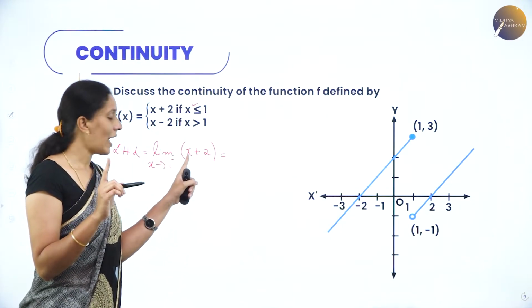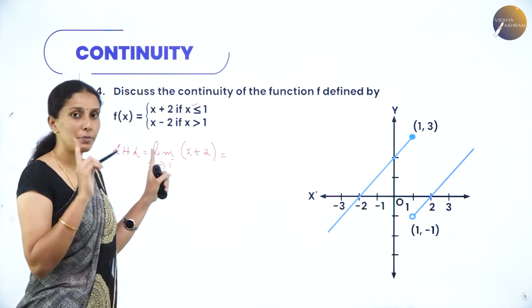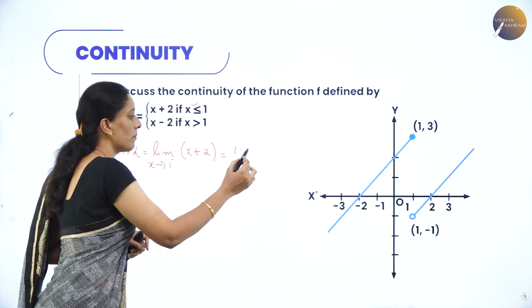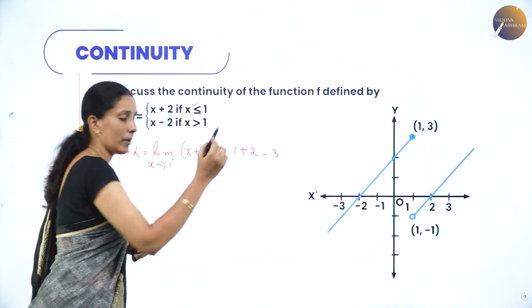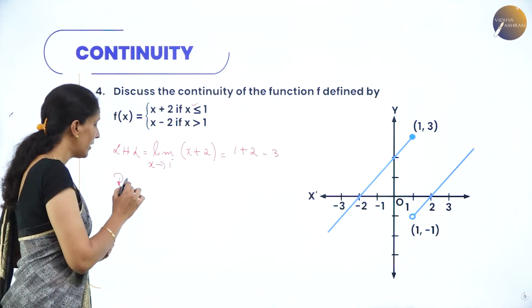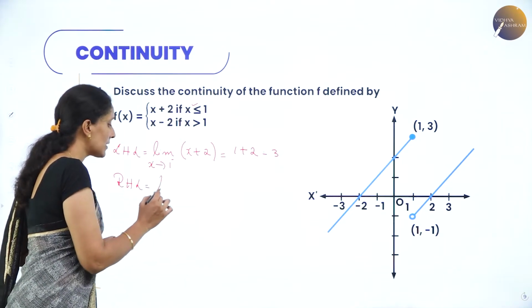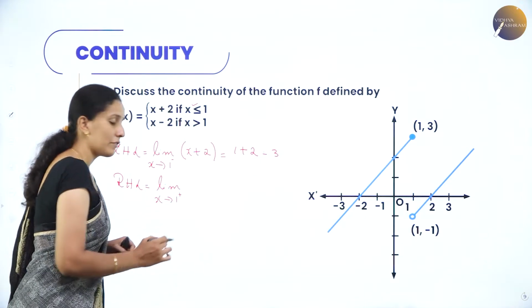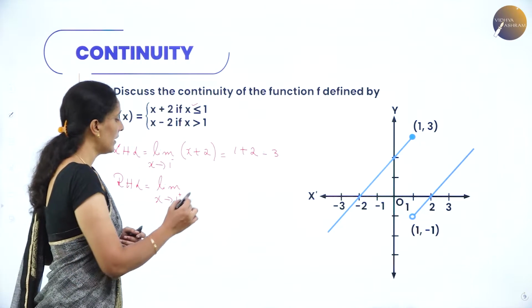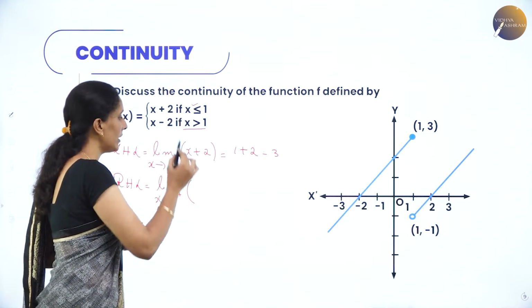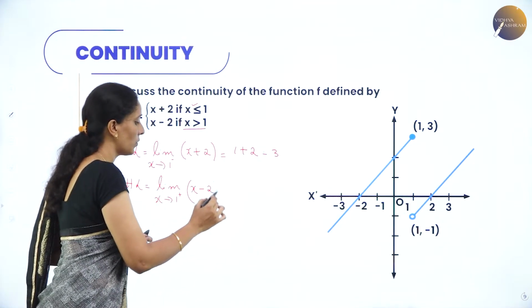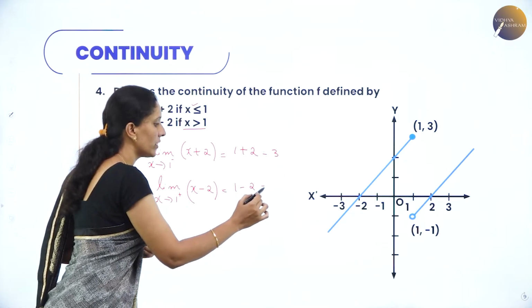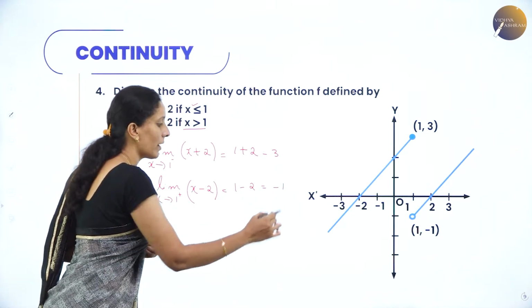Do not take the value as minus 1 here. The value must be taken as 1 only. So it is 1 plus 2, which is equal to 3. Now let us take the right hand limit, that is the limit of the function as x tends to 1 plus, after 1. Greater than 1, it is defined in the form of x minus 2. So it becomes 1 minus 2, which is equal to minus 1.